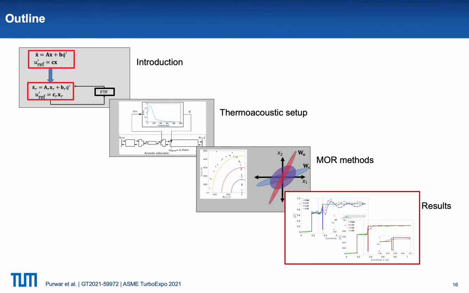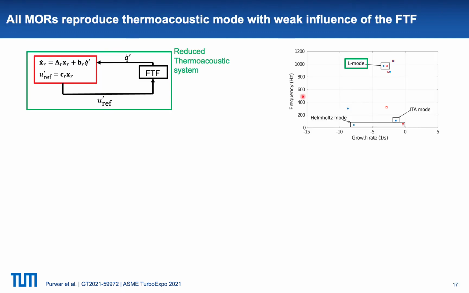With the three reduction methods discussed above, we reduce the acoustic subsystem and couple it with the flame transfer function to see how accurately we are able to reproduce the thermoacoustic modes. As mentioned earlier, we will use three thermoacoustic modes as a reference to compare the reduction methods. So let us begin with the L mode marked here.